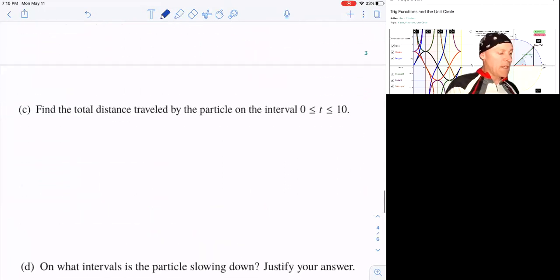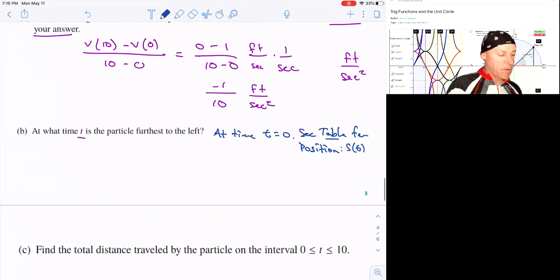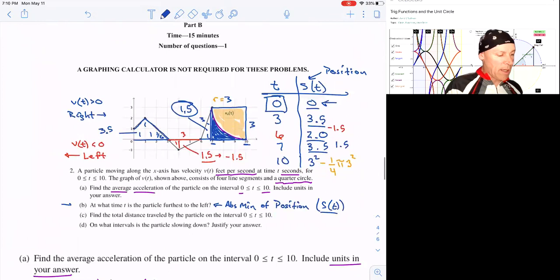Okay, part C, we're going to use our table again, find the total distance traveled by the particle on the interval from. Okay, I'm going to copy our table down here.